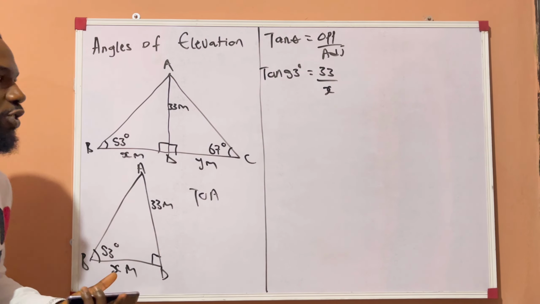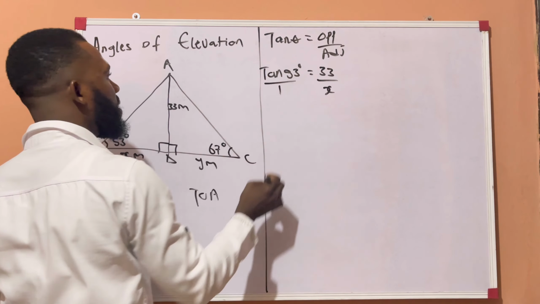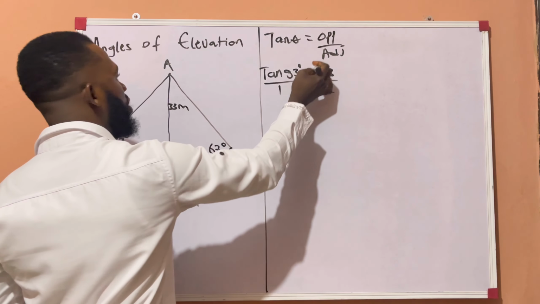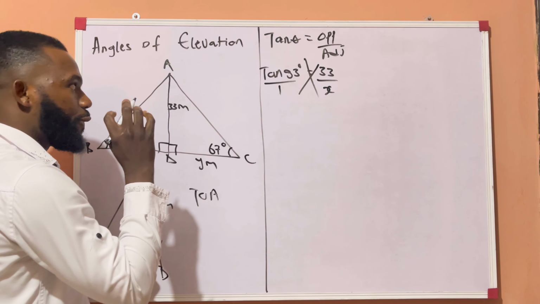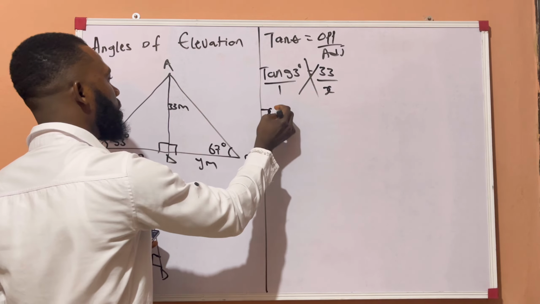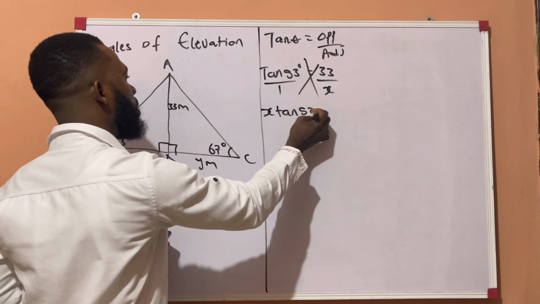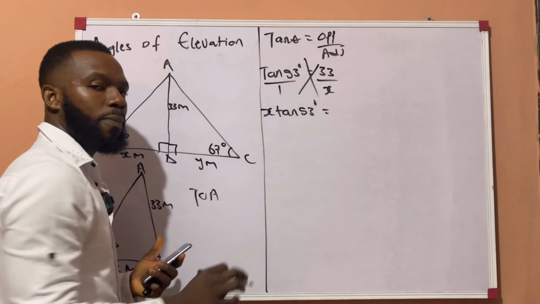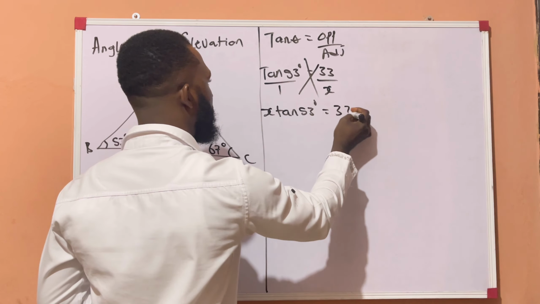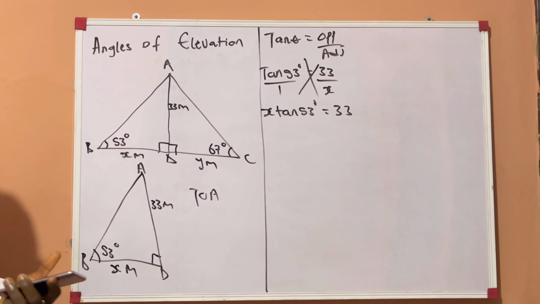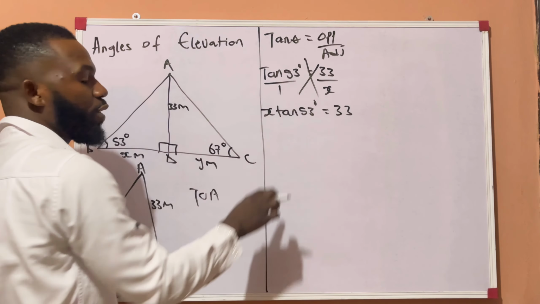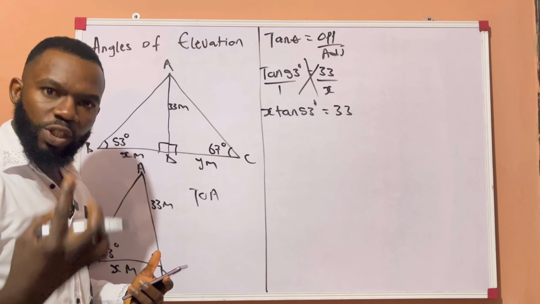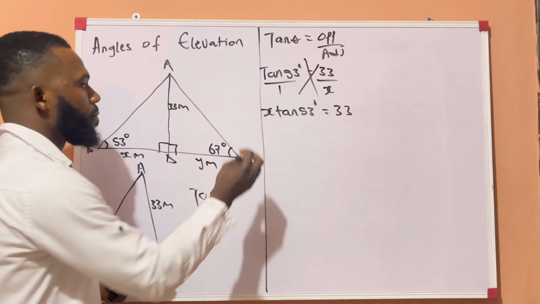Now what do we do? Cross multiply. Base tan 53 over 1, and then you cross multiply. Again, x multiplied by tan 53 gives us x tan 53, and then 33 multiplied by 1 gives us 33. So without wasting time, for us to get x, we have to divide both sides by tan 53, so that x becomes the subject of the formula.